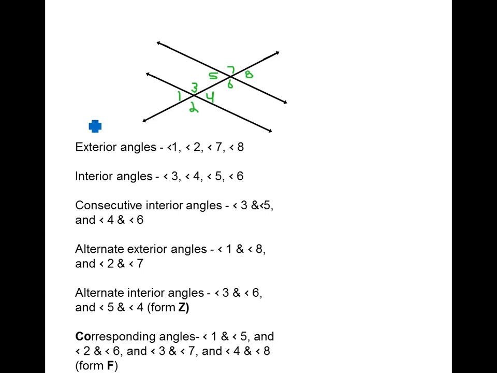These last four down here, those are your special pairs of angles. Those are the ones that you're going to have to pick out in a diagram. The first two are just exterior angles and interior angles. If we're looking at this, you have your two coplanar lines. This line right here is called the what again? We just said it. Transversal. Transversal, thank you. That's the transversal.